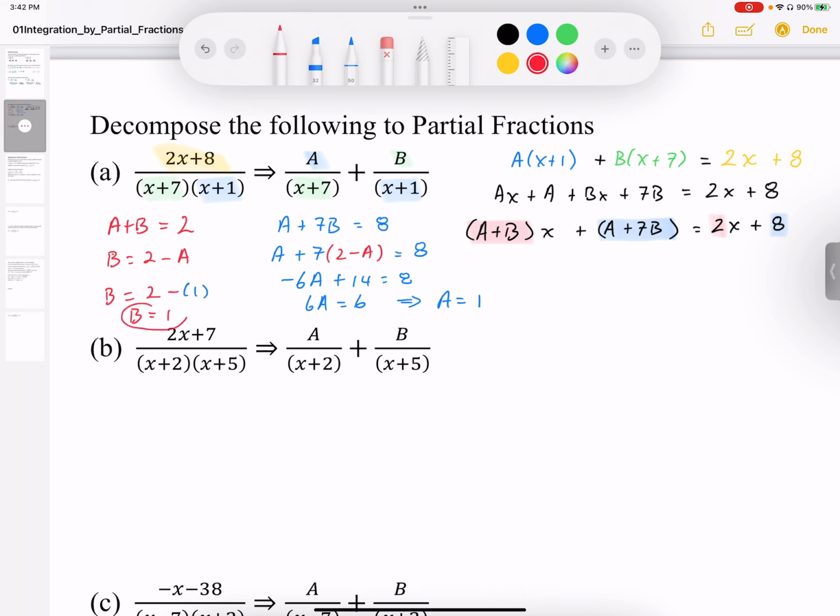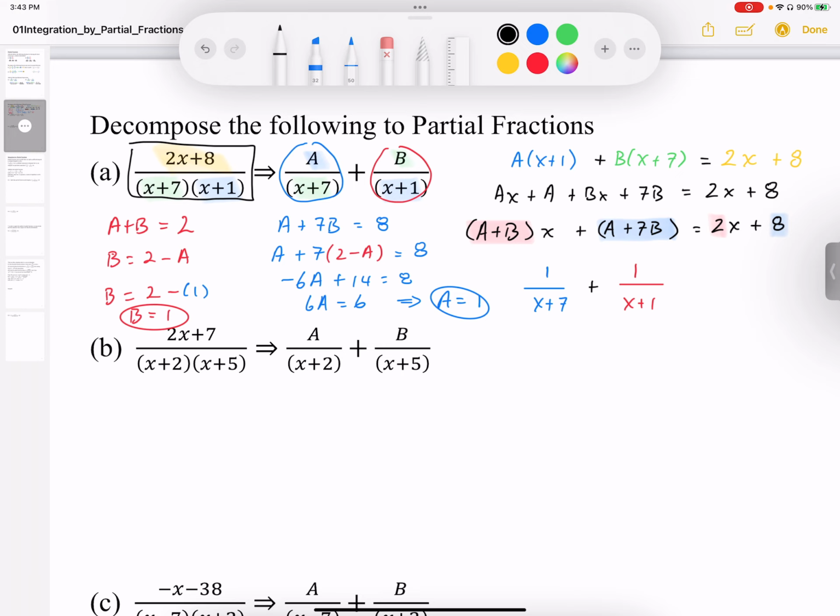So there's my a and b, which allows me to work out my partial fraction. And so my partial fraction is going to be a divided by x plus 7. So that would be this fraction here, plus b, which is equal to 1. So I end up with b over x plus 1. That's this fraction here.